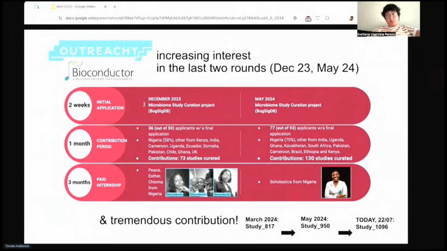During 1 month of contribution phase plus 3 months of internship, our contributors and interns have made tremendous contributions. For example, the number of studies created has grown significantly from 800 in March 2024 till today, more than 1,000 curated studies. This growth underscores the importance and impact of inclusive internships in genomic data science.